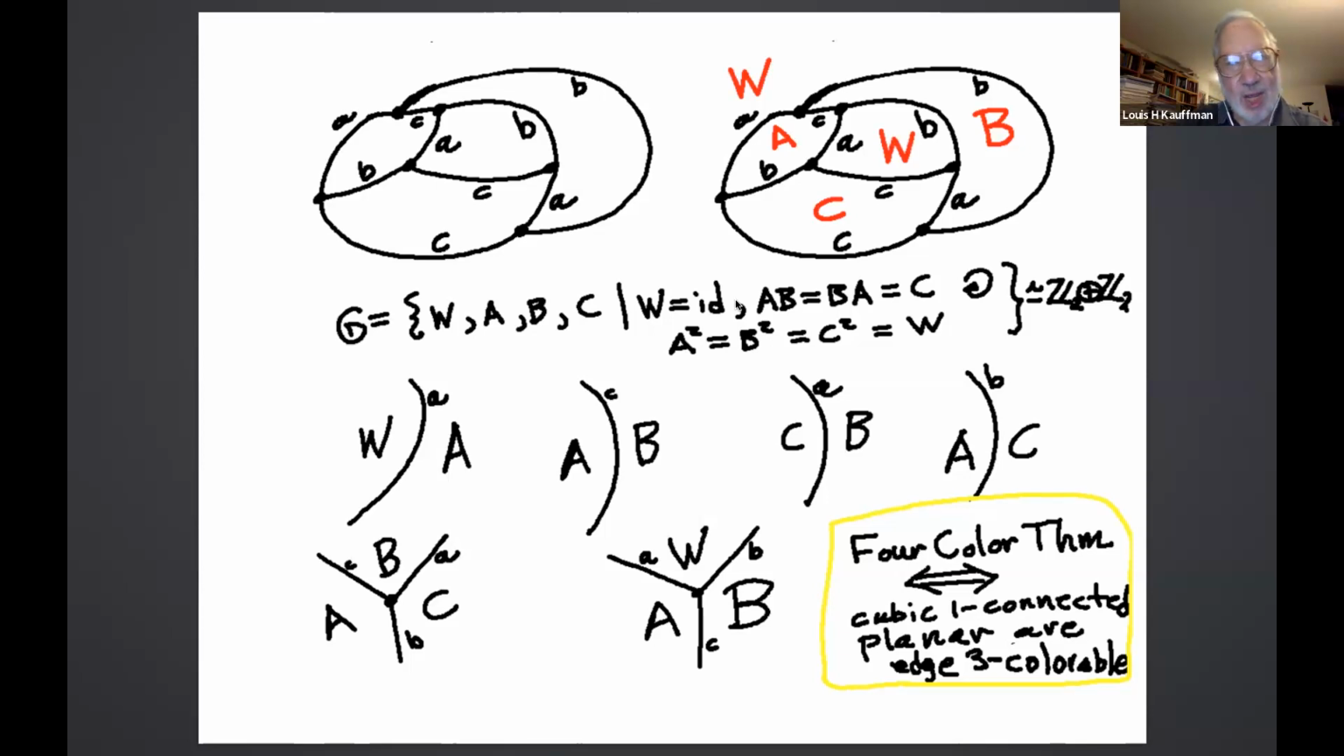In other words, I put a group structure on the set of colors, the Z2 cross Z2 plus C2. And by means of that translation, coloring the faces of the graph, coloring the map, is the same as coloring the edges with 3 colors. And the 4-color theorem then is the same as saying that a cubic 1-connected planar graph is edge 3 colorable. Well, we're not going to prove the 4-color theorem, but we are going to talk about ways to count the colorings.